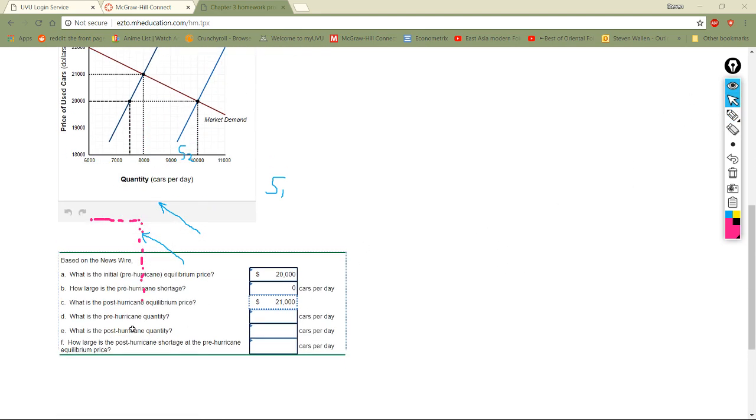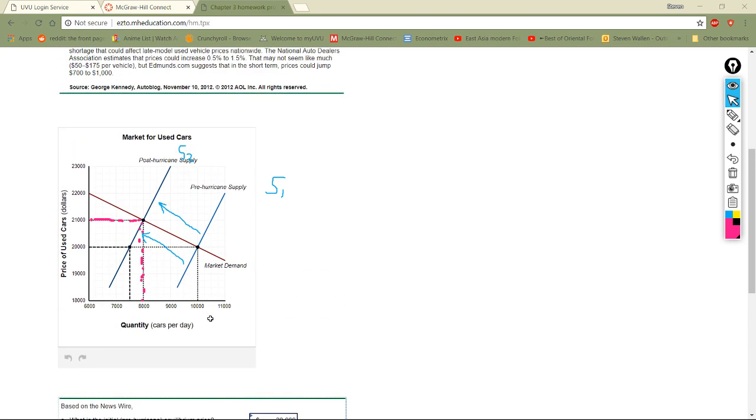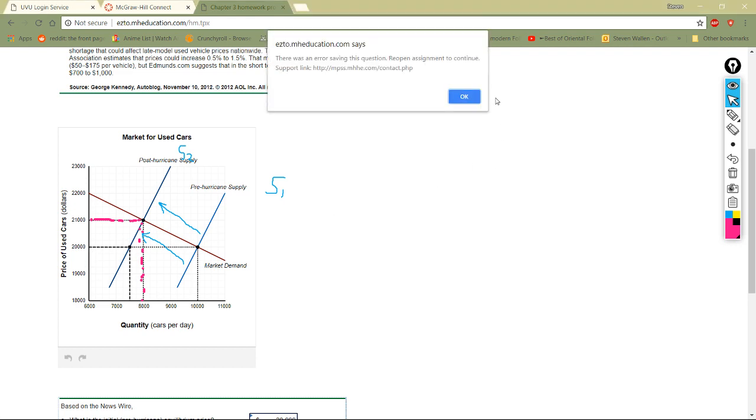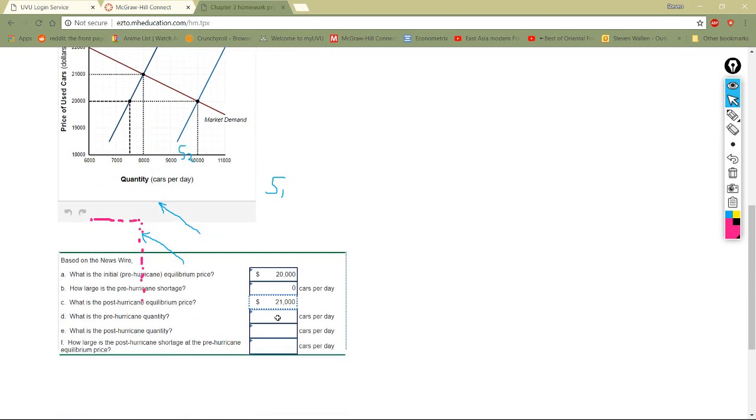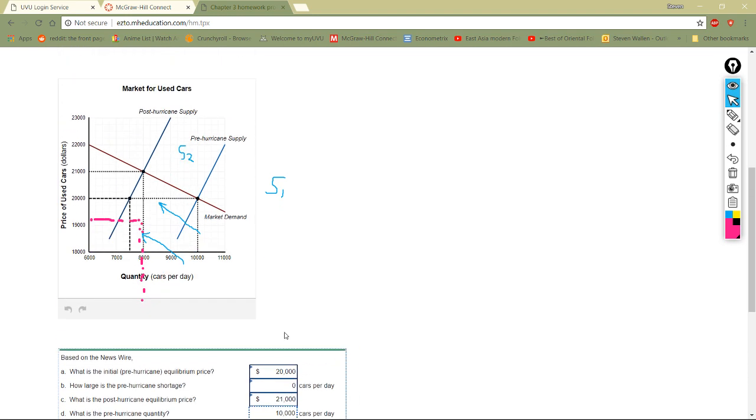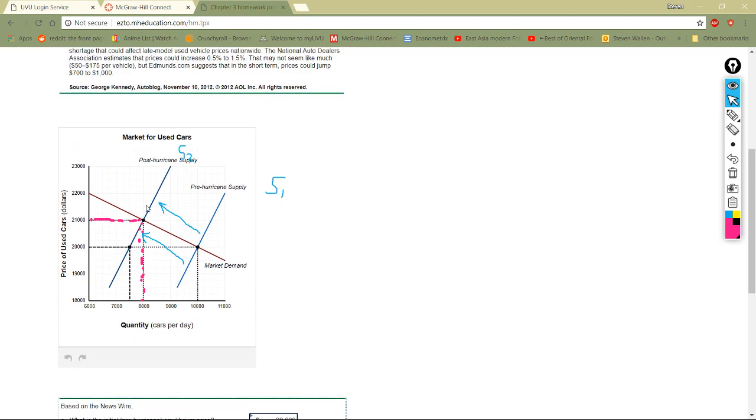Going down, what is the pre-hurricane quantity? Okay, all you do is go over here, pre-hurricane. Okay, we go over here, 20,000. The quantity before was 10,000 right there, 10,000. Post-hurricane, though, what's the new quantity? Well, they got shifted up here. If we're going on equilibrium price, it's going to be 8,000.